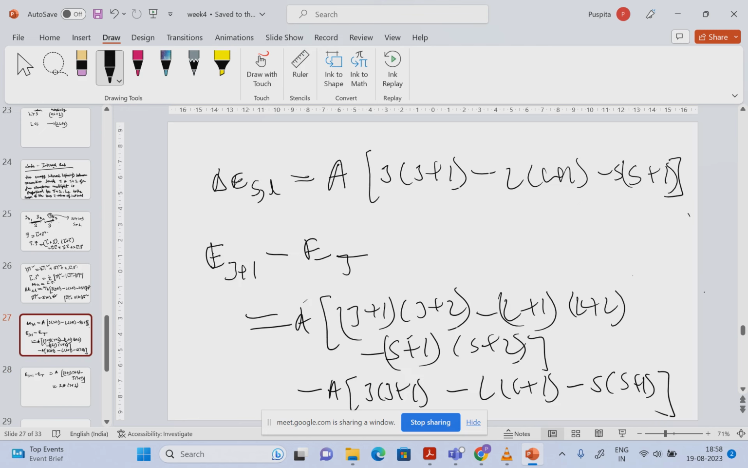Here one assumption has been placed, that the fine structure levels of a multiplet have the same values of L and S. So the L into L plus 1 and L plus 1 into L plus 2 have the same combination. Whereas we have written L plus 1 into L plus 2 and here minus L into L plus 1, but the values didn't differ.